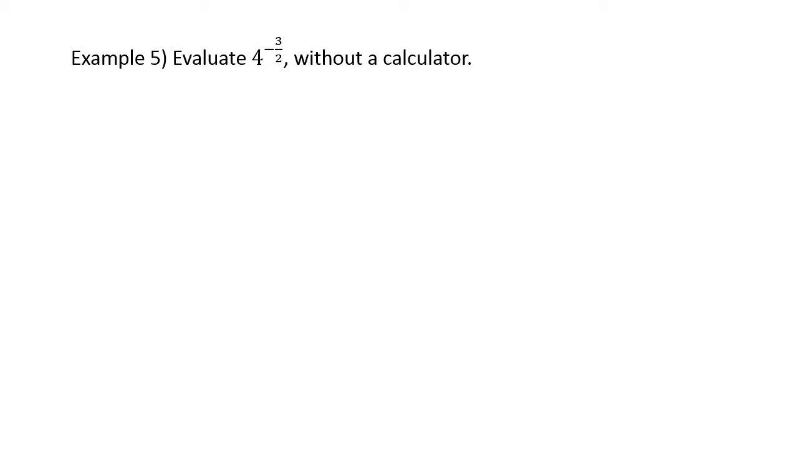Example 5. Evaluate 4 to the negative 3 halves without a calculator. So we have 4 to the negative 3 halves. Let's use our law now with negative exponents. So you see that negative sign, say to yourself 1 over, write 1 over, and then rewrite 4 to the 3 halves in the denominator. So again, you basically rewrite everything here except without the negative exponent. That's the whole purpose of doing this, getting rid of the negative exponent, even though it looks maybe more complicated, but this is nicer to deal with. I find it is anyway.